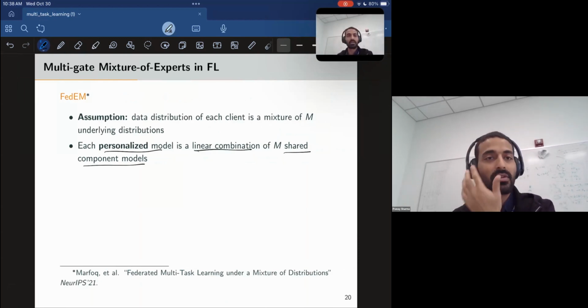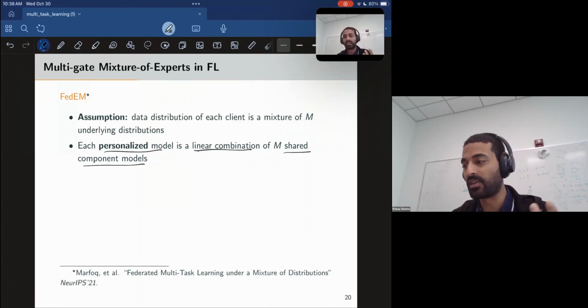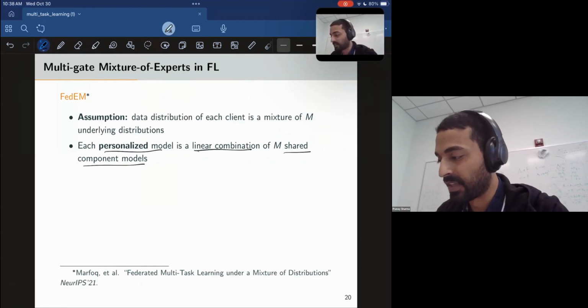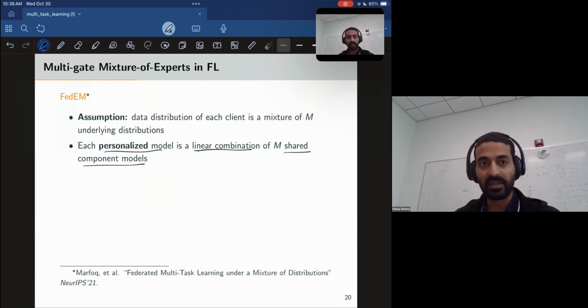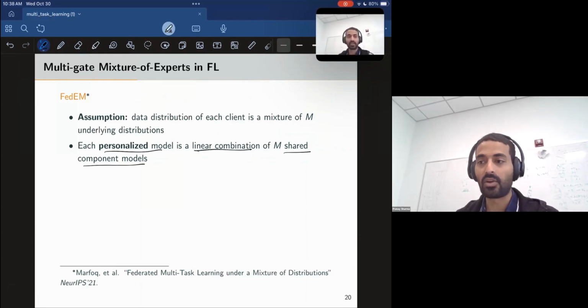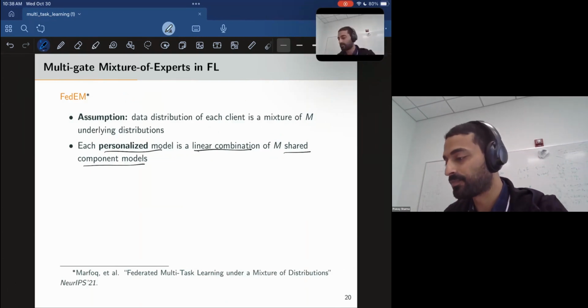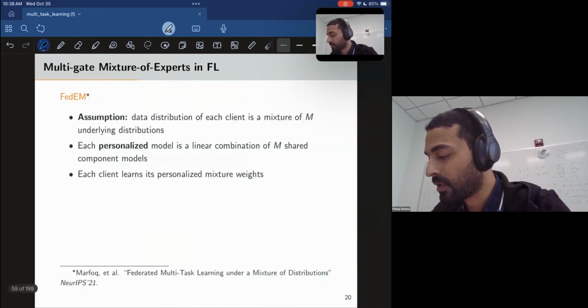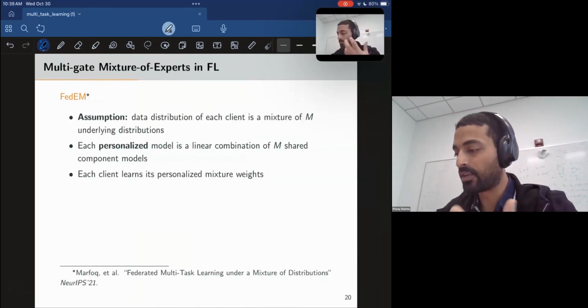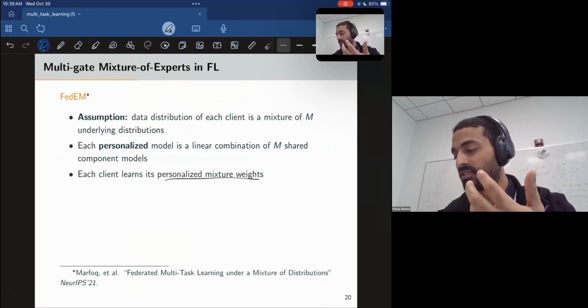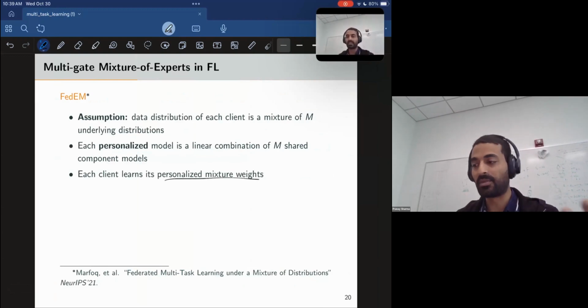So this is, as you can see, very similar to what we had in the mixture of experts case. So you learn M base models or M component models, which are shared across clients. And then every personalized model or every task specific model will be a combination of these. Right? And then every client, because it computes its own weights, it gets a personalized model.